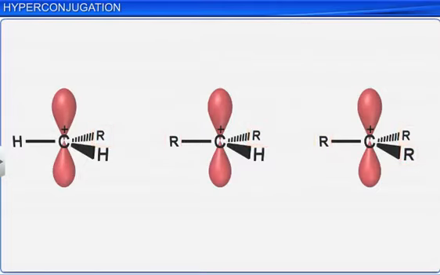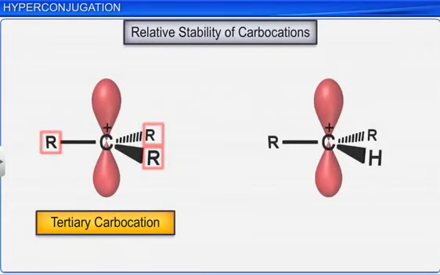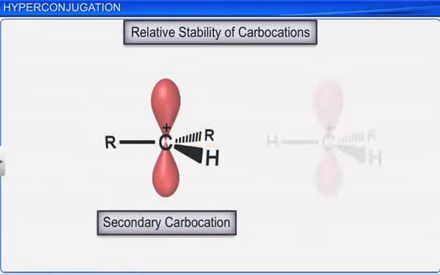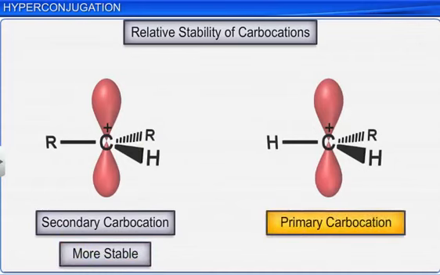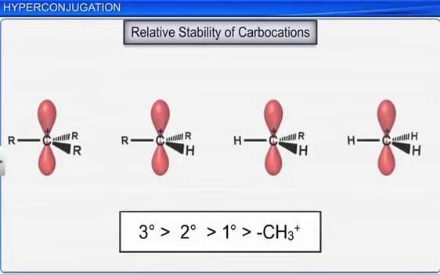Hence, the tertiary carbocation, in which there are 3 alkyl groups attached to the positive carbon, is more stable than a secondary carbocation with 2 alkyl groups. Similarly, a secondary carbocation is more stable than a primary carbocation. Therefore, the order of stability decreases from tertiary carbocation to methyl cation.